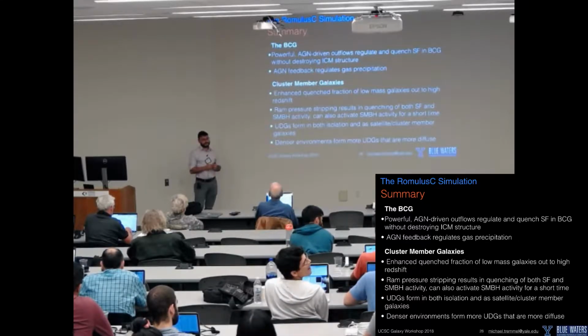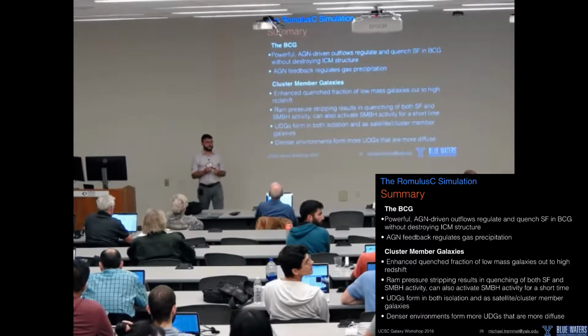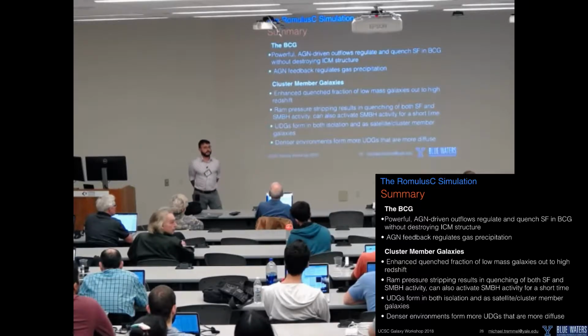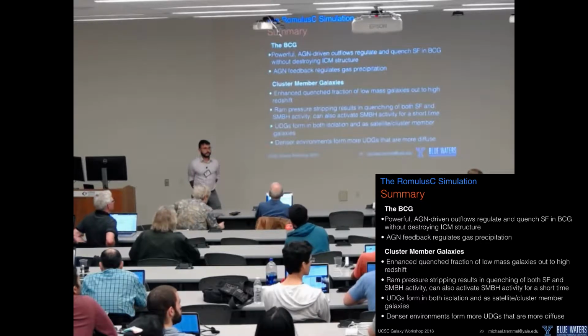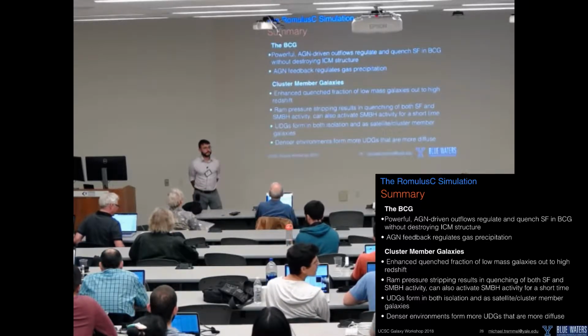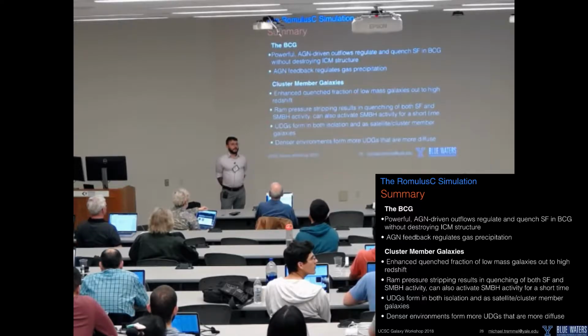Excellent stuff. Really looks amazing. If I understood the quenching of your satellites correctly, there's ram pressure stripping, and then AGN give you some kick as well. So from the observer side of things, what fraction of the jellyfish galaxies have active AGN in them?